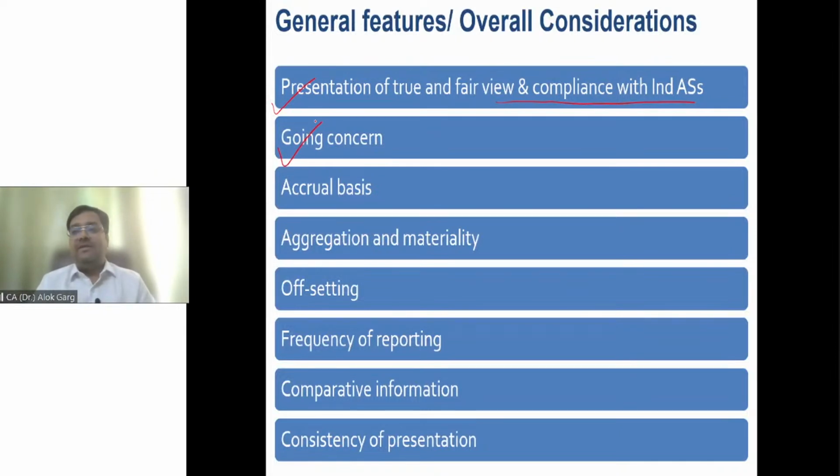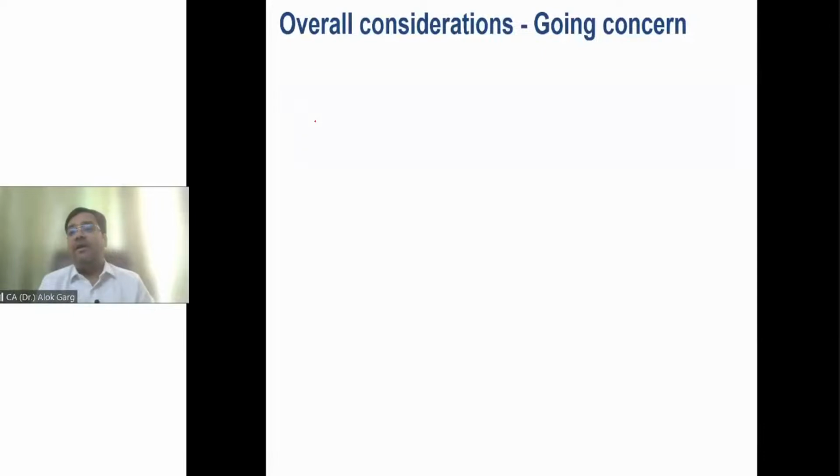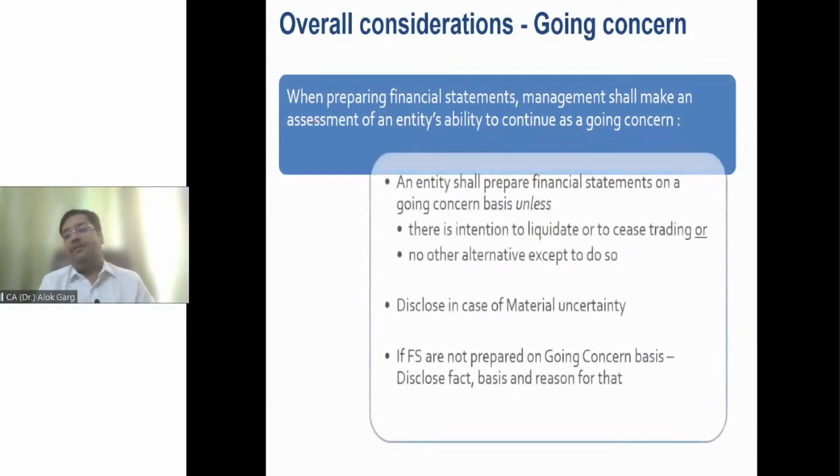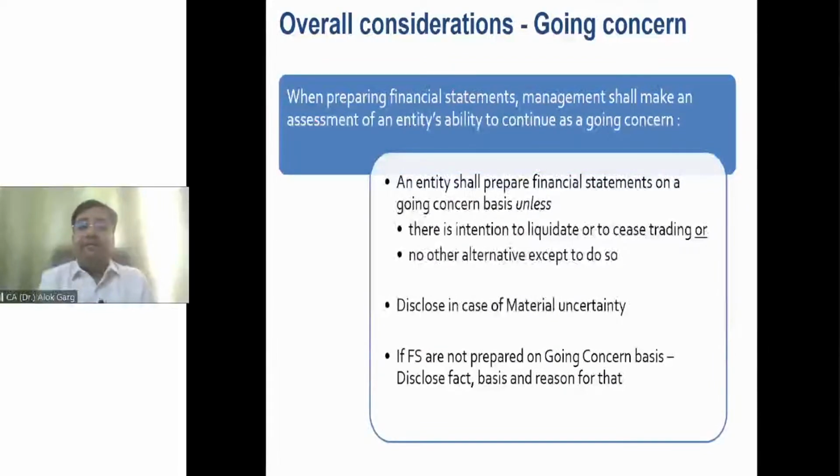Going concern. What is meant by going concern? Going concern means the business will run in the foreseeable future. When preparing a financial statement, management shall make an assessment of an entity's ability to continue as a going concern. Management, which is preparing the financial statement, has to assess whether this entity is able to continue as a going concern or not, right? What is meant by ability to continue as a going concern? It means ability to continue in the foreseeable future.